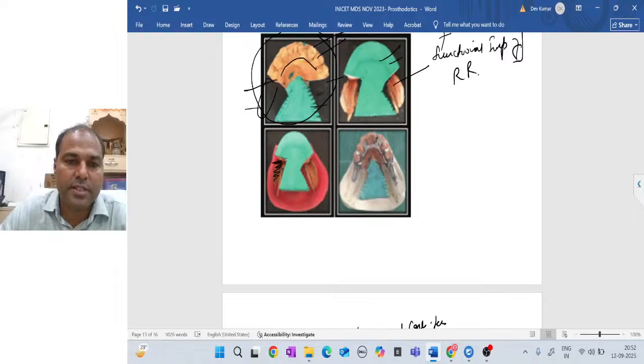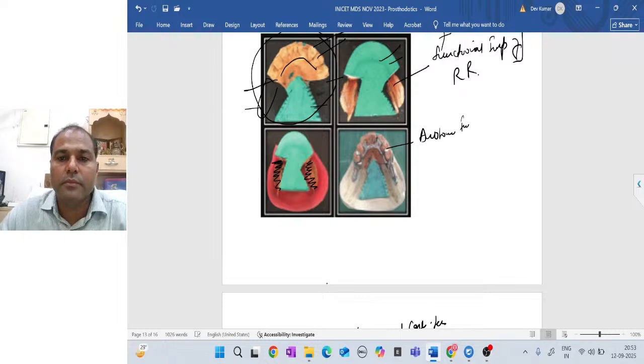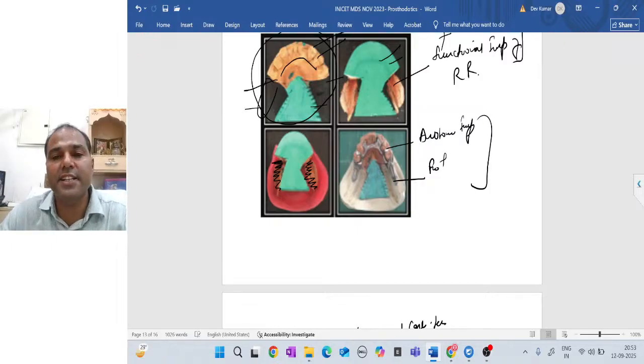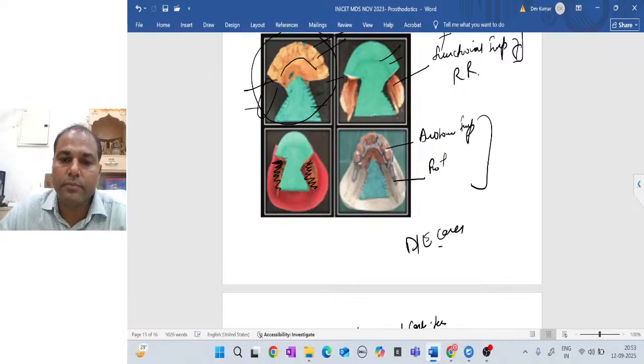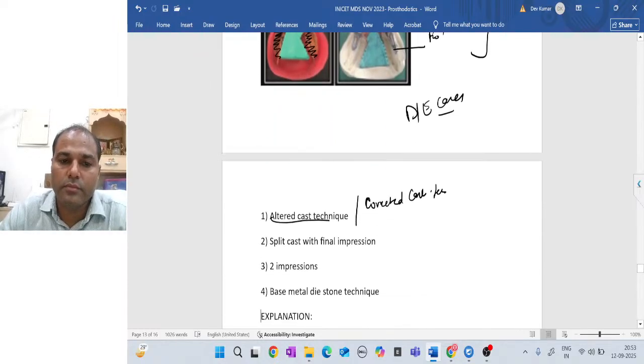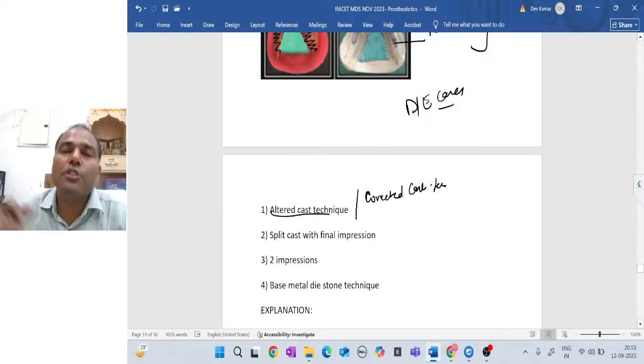If we pour this, जो कि functional impression है, तो basically हमने anatomic portion को हमने functional portion से जोड़ दिया. तो कौन सी cast technique है हमारी? This is basically a corrected cast or the altered cast technique, right? For cast partial dentures, again done in distal extension cases to have the equal support from the ridge as well as from the abutment.